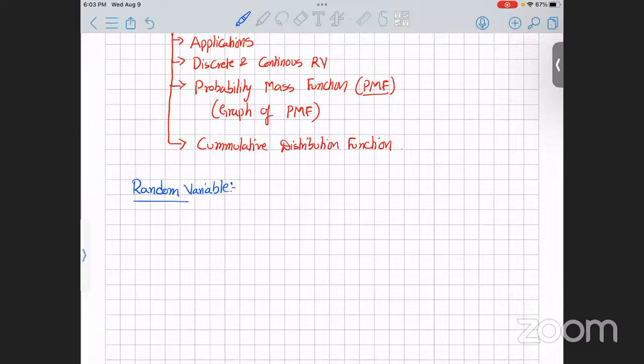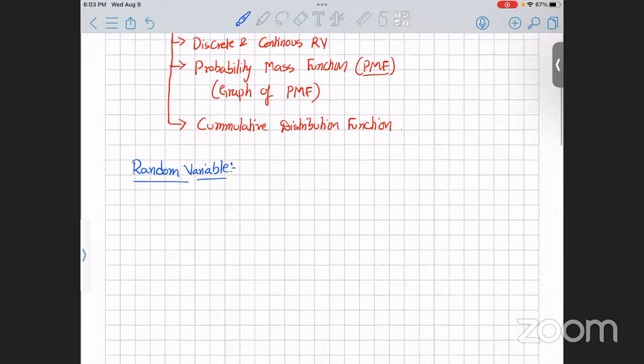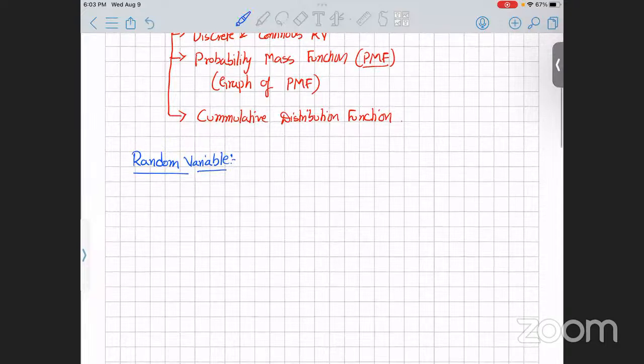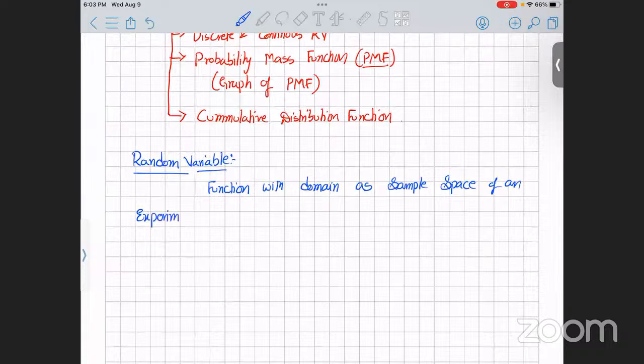First, I will tell you the definition, and then we will understand it. A random variable is a function with domain as the sample space of an experiment and range as real numbers.